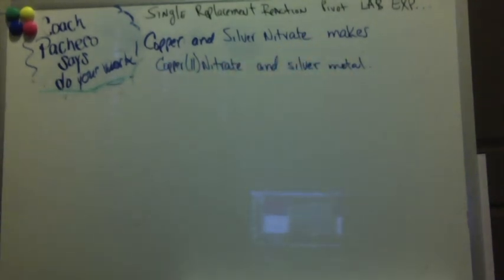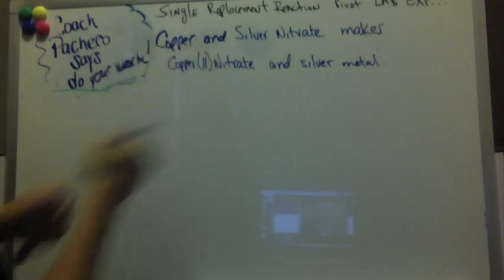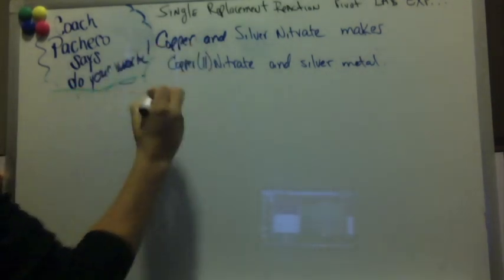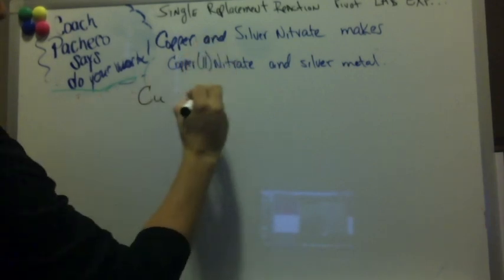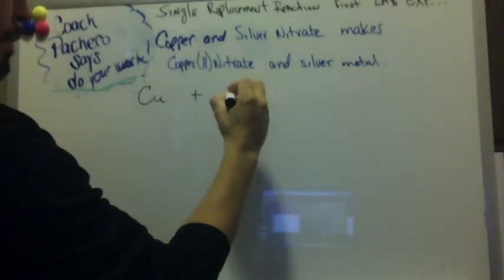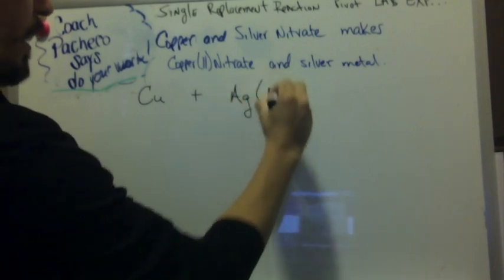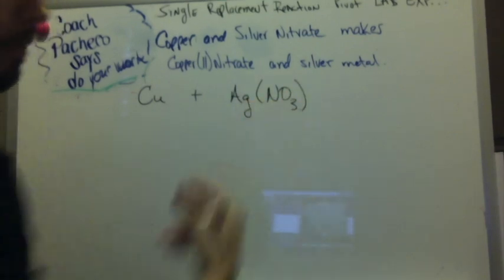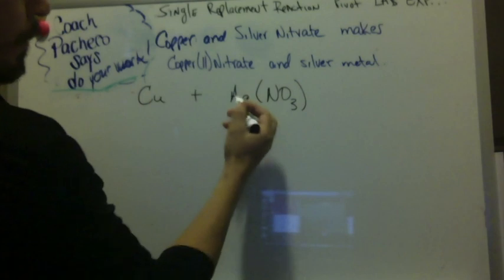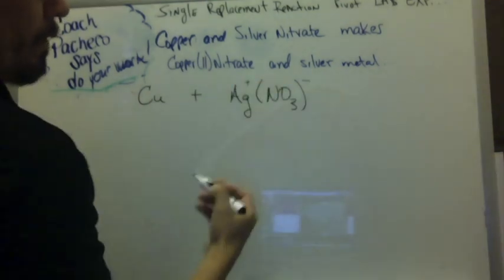So what that's going to look like is, and I'm going to kind of read it, copper, which is Cu, and silver nitrate. Silver is Ag, nitrate is NO3. You can verify the charges of each on a polyatomic ion chart. The charge for silver is positive, the charge for nitrate is negative.